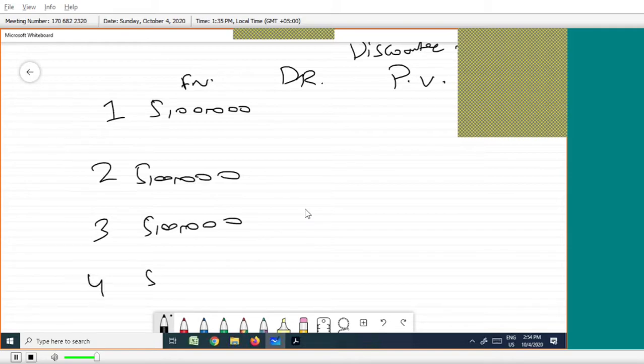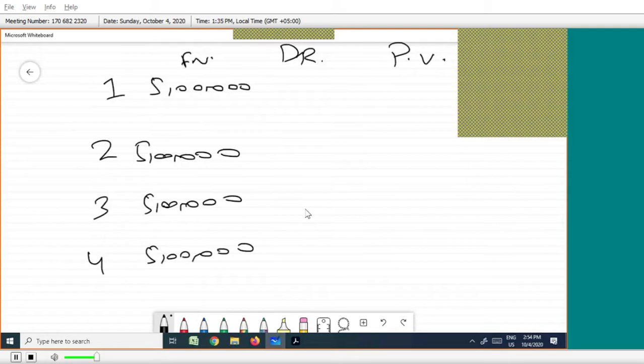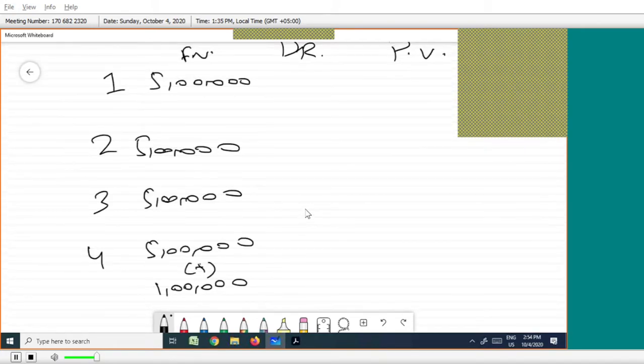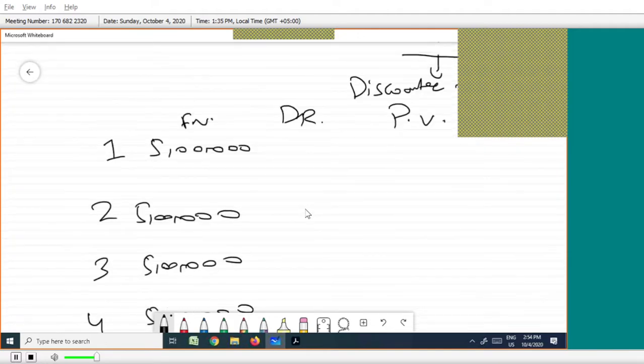After 4 years, I am going to pay 5 lakh plus 1 lakh, because I have also given a guarantee of 1 lakh residual value. I will pay 1 lakh rupees residual and I will purchase that asset. Okay? So this is the future value. I have to get the present value. How to get that? Interest rate is given in the question. Assume that is the inflation rate.